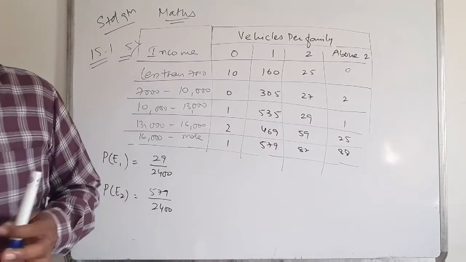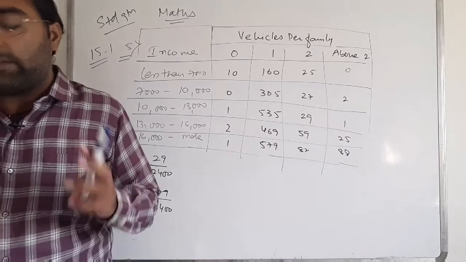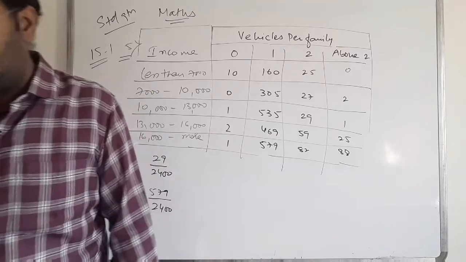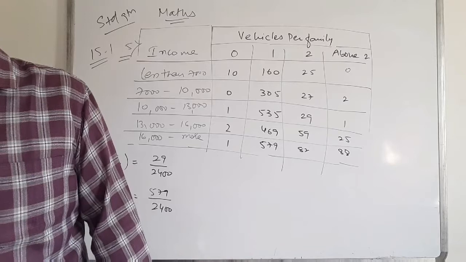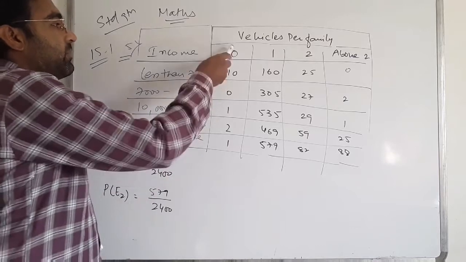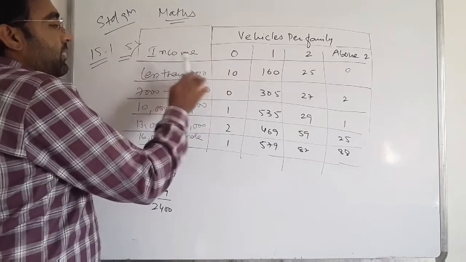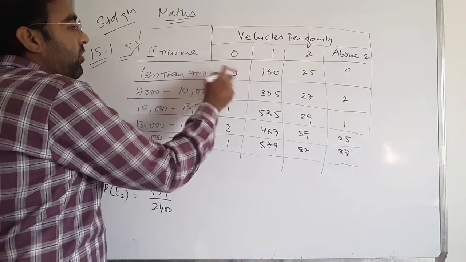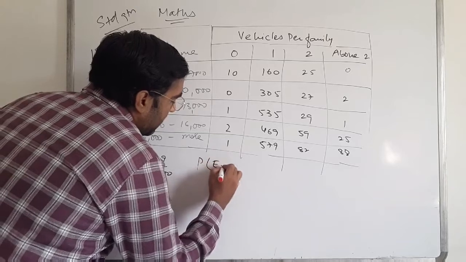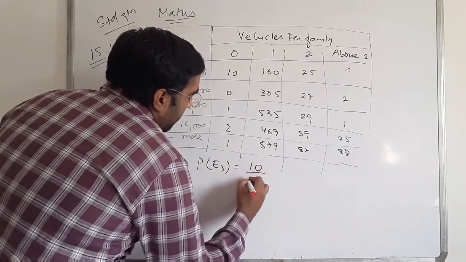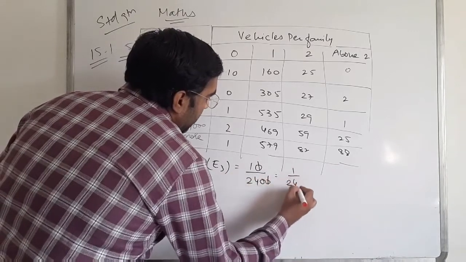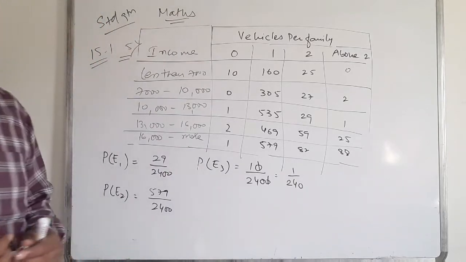Now it says earning less than 7,000 per month, that is from the first row, and does not have any vehicle, that means zero vehicles. Less than 7,000 income and no vehicle, that is 10 families. So my P of E3 is 10 by total number of families 2400, the zeros cancel out, so 1 by 240. Okay, clear?